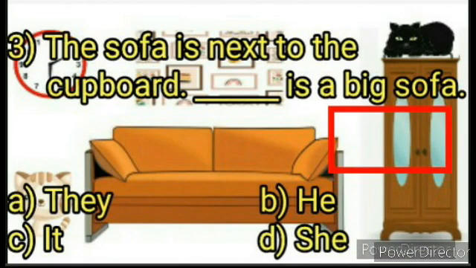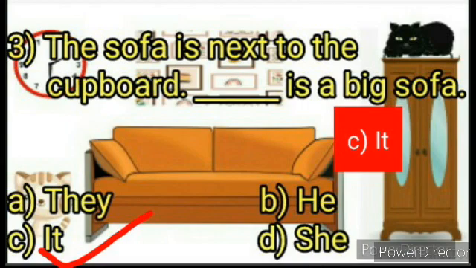The sofa is next to the cupboard. Dash is a big sofa. Option A, they. Option B, he. Option C, it. Option D, she. Which pronoun will you use over here? It. So the correct answer is C. Tick the correct answer and write it in the given box.